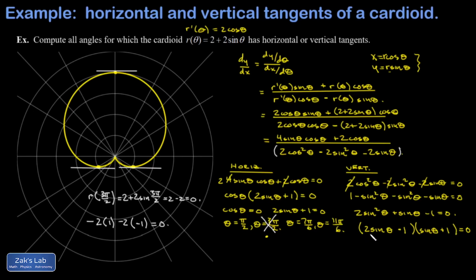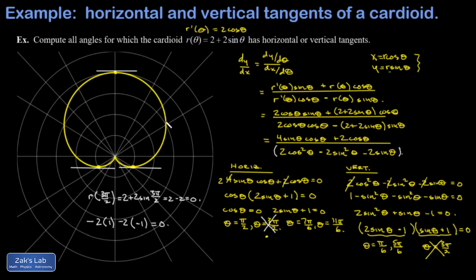Now this equation is solved if either one of those factors is equal to 0. So if 2 sine theta minus 1 is equal to 0, we have a solution. That means sine theta is 1/2, and that occurs when theta is equal to pi over 6, or when theta is equal to 5 pi over 6. The other solution we get is when sine theta plus 1 is equal to 0, which means sine theta equals negative 1, which means we're talking about 3 pi over 2. And that's that extraneous solution corresponding to the cusp, so we have to throw that out.